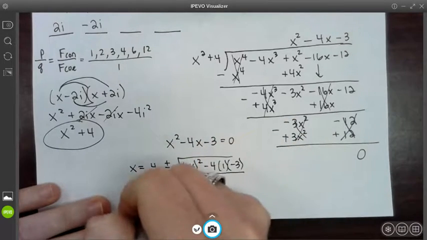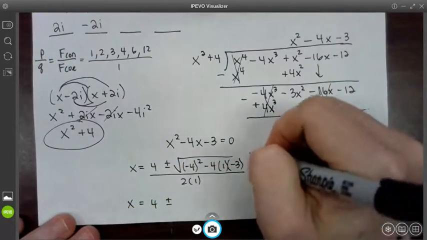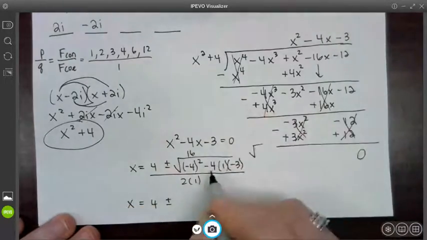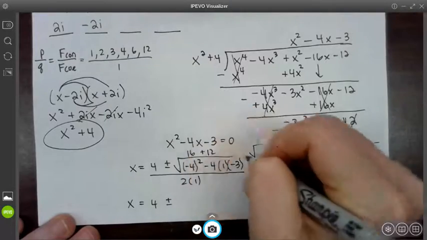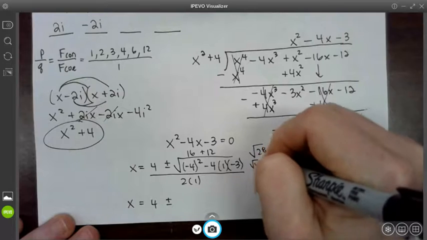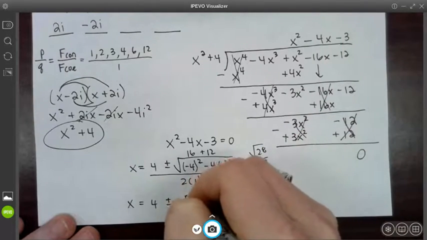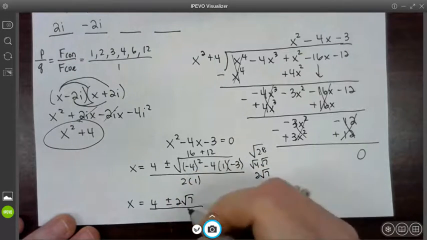times 1. So x equals 4 plus or minus, this is going to be the square root of who? That's going to be 16 and then plus 12. That's going to be 28, right? So the square root of 28 reduces to root 4 root 7, to 2 root 7. So plus or minus 2 root 7 all over 2.